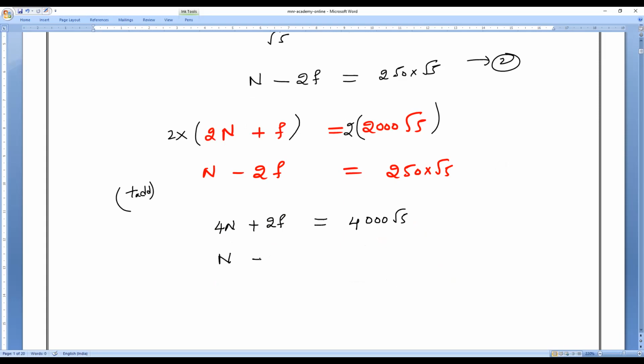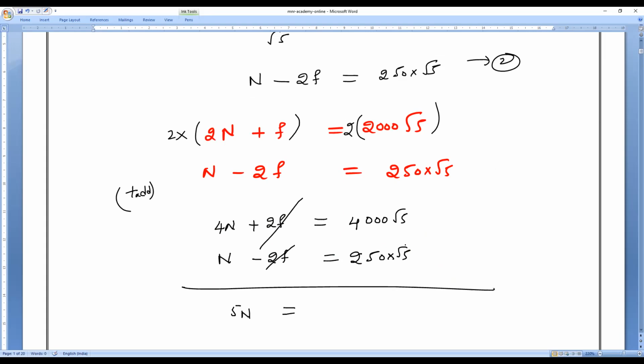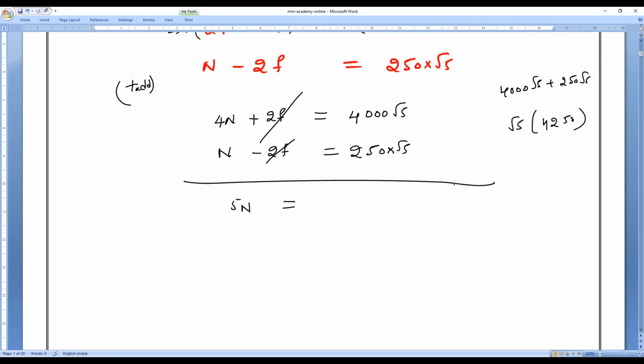And this equation, n minus 2f, which is equal to 250 into root 5. So 2f and 2f will get cancelled on adding. So 5n is equal to 4000 root 5 plus 250 root 5. Can I take root 5 as common? So 4000 plus 250 is 4250. Is it right, everybody? Root 5 into 4250. Now I want n, so n is equal to 4250 divided by 5 into root 5. So n is equal to how much? Tell me.